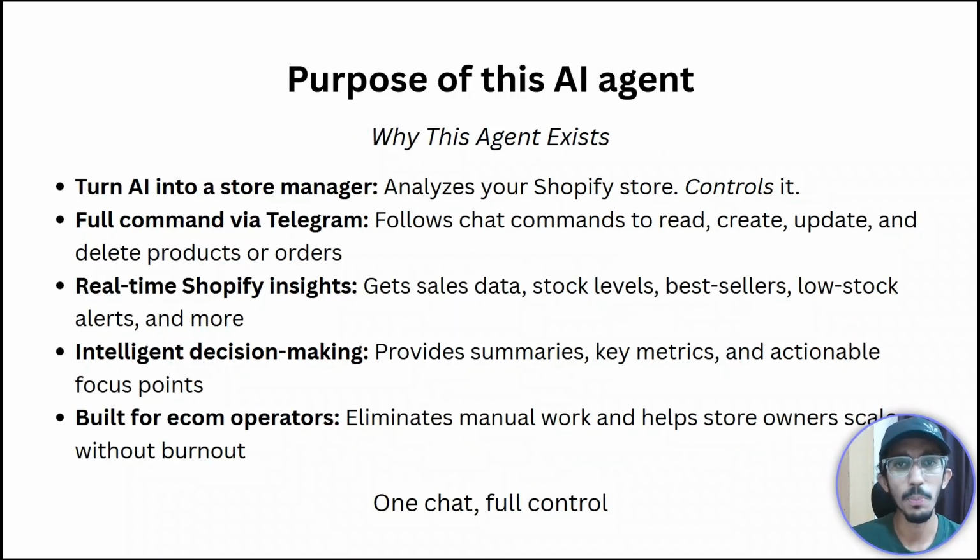So what's the grand purpose of this AI agent? Why does it exist? First, turn AI into a store manager. It doesn't just analyze the Shopify store, it also actively controls parts of it based on your instructions. It offers full command via Telegram. You can tell it to read, create, update, or delete products and orders, all through simple chat commands in natural language. Then you get real-time Shopify insights. So instantly pull sales data, stock levels, identify best sellers, get low stock alerts, and much more whenever you ask.